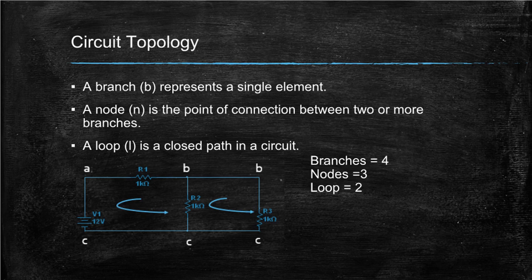Another thing to know is that a loop can be independent, meaning it has at least one branch which is not a part of any other independent loop. This results in creating a set of equations that will be discussed later. Loop ACCB or BCCB can be considered as an independent loop, not both at the same time because they share a resistor element.